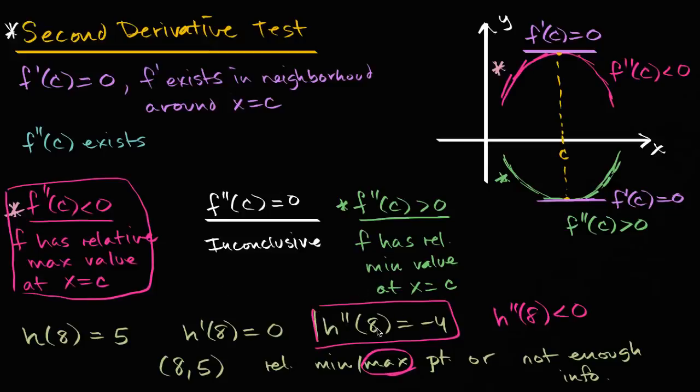If they told us the second derivative was 0, then we would say it's inconclusive. And if they told us the second derivative is greater than 0, then we would be dealing with a relative minimum value at x equals 8.